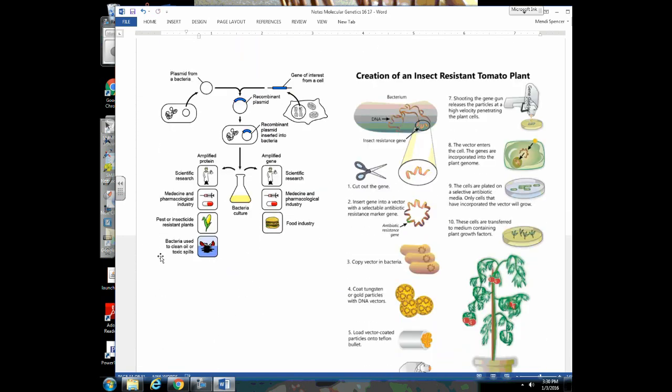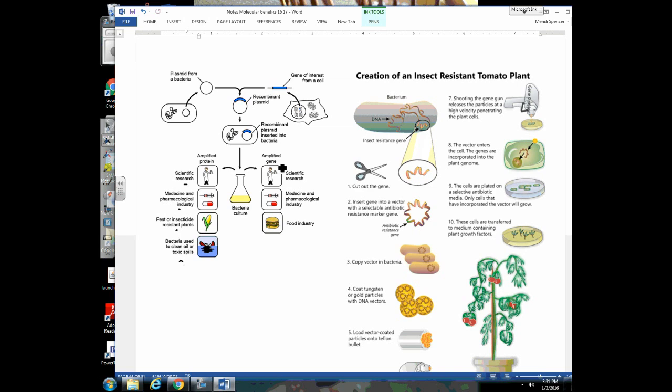Continuing on with this idea of what can we do with recombinant DNA. Again, we can use it to make a lot of protein. We can research that protein. We can use it to develop medicines. We can use this protein to help us make plants that are resistant to certain pests and insects. We can even engineer bacteria to clean up oil spills or other toxic spills because we're introducing genes into them that will allow them to produce enzymes to break up these molecules.